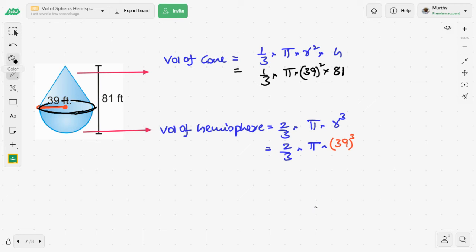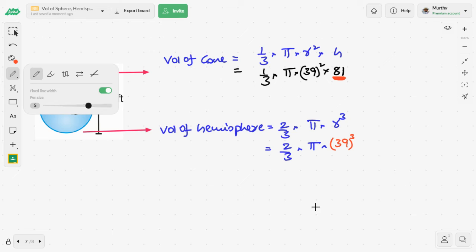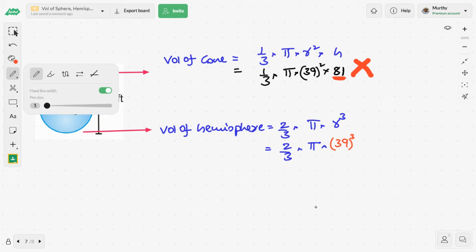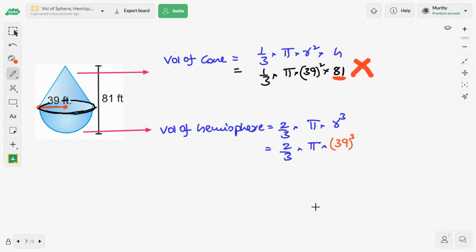The mistake or error is that the height is not 81. Why is this not 81? Because if you observe carefully, in the diagram the total height is given as 81. But what is the height of this part? Please see that this is not 81. Just now I marked it with red color, so this is not 81, right? Then what is the value of this height?